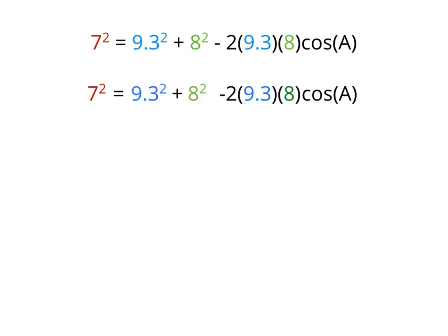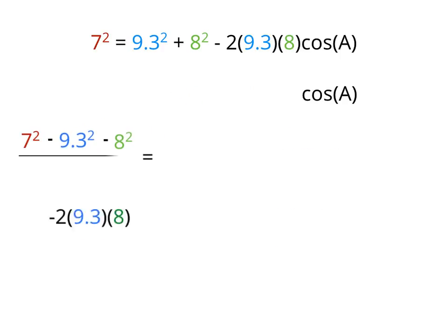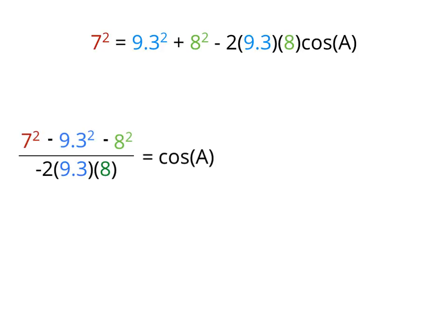First thing I do is subtract 9.3 squared and 8 squared from both sides of the equation, and then I'm going to divide by negative 2 times 9.3 times 8. This will give me the cosine of A. Here's a quick illustration of that process. Take 7 squared, subtract 9.3 squared, subtract 8 squared, divide by negative 2 times 9.3 times 8. And this is equal to the cosine of A.